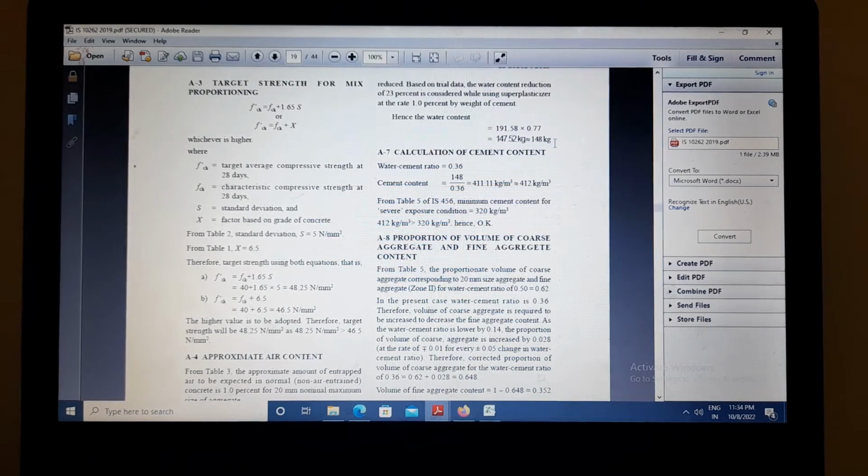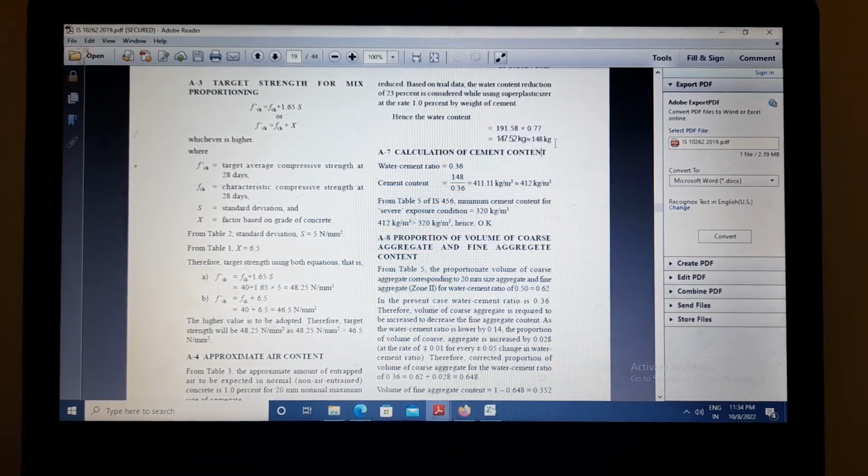I have given a brief detailed calculation. I think you people have understood. If anyone has any doubt, please drop it in the comment box. And now we are going to calculate the cement content. Everyone knows that is water cement ratio. We have decided as per the figure 1. Our decided water cement ratio is 0.36. So therefore the cement content is 148 by this one.